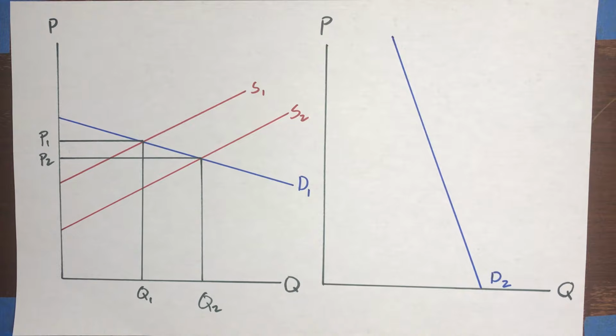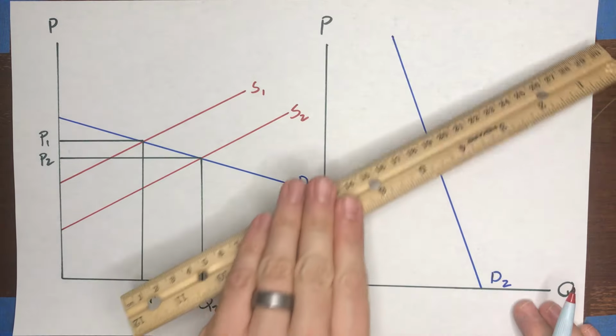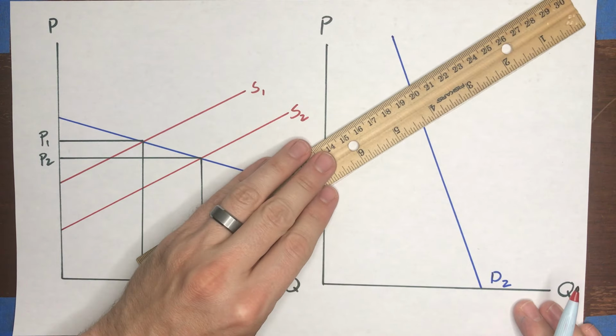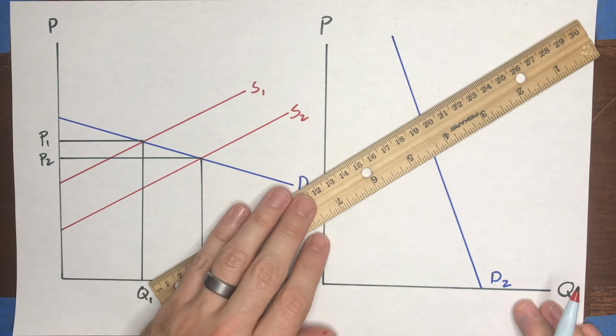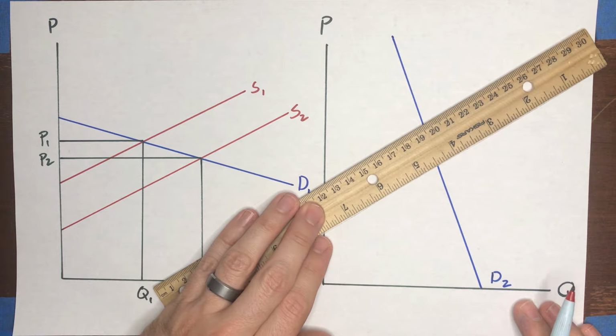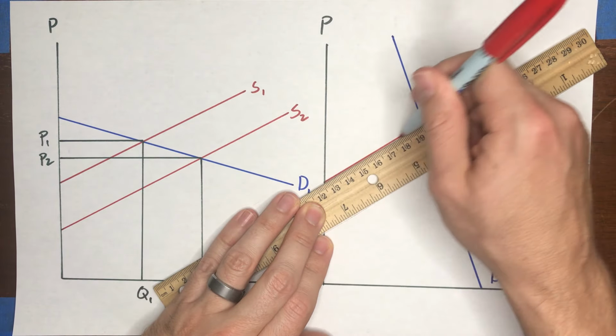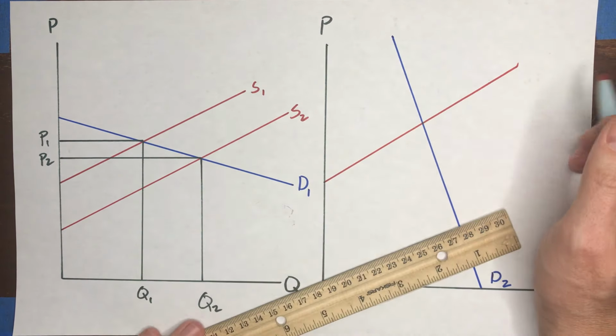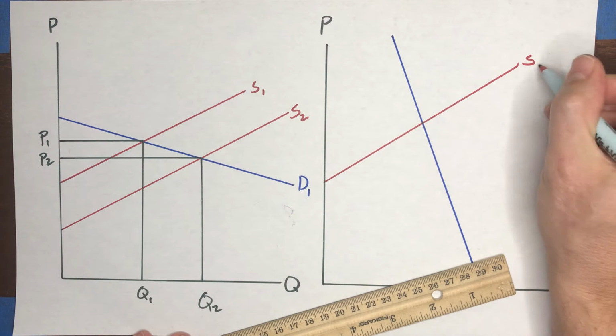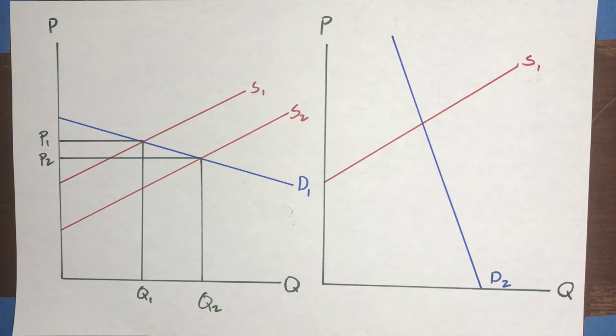So if you start with a relatively restricted supply curve like this, S1, then in this market we'll have an initial equilibrium.